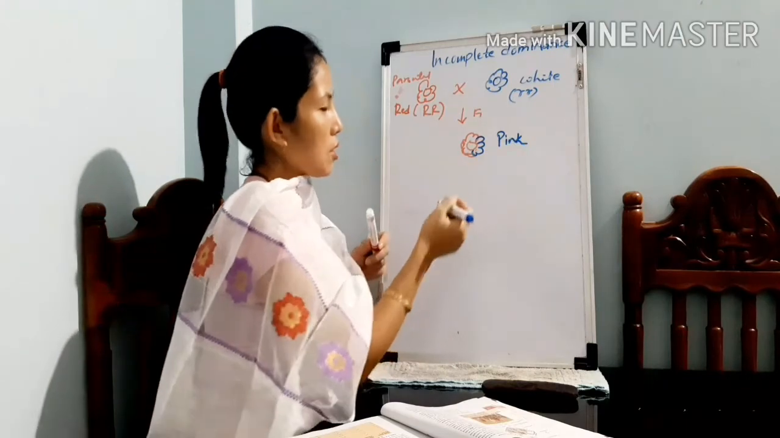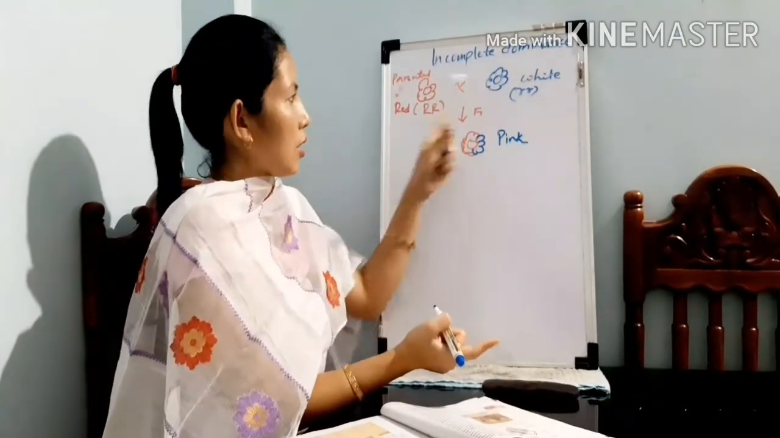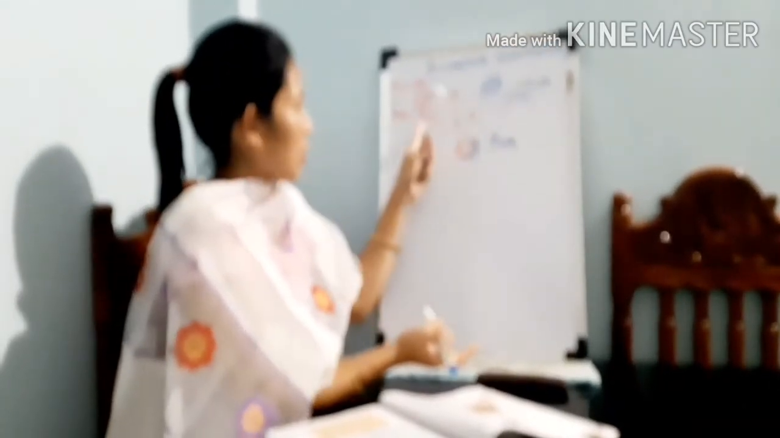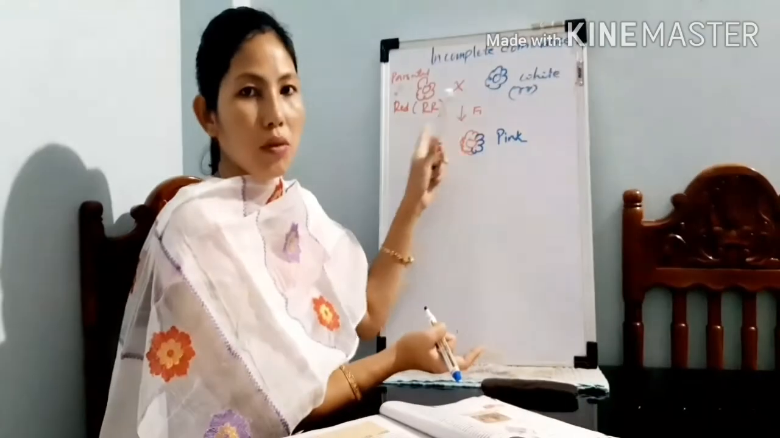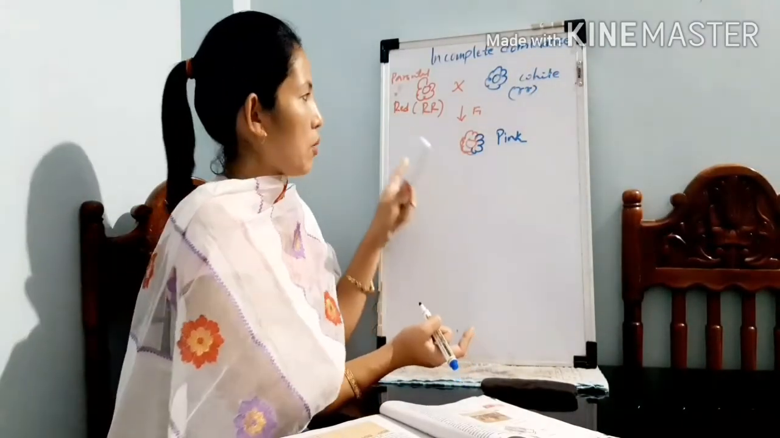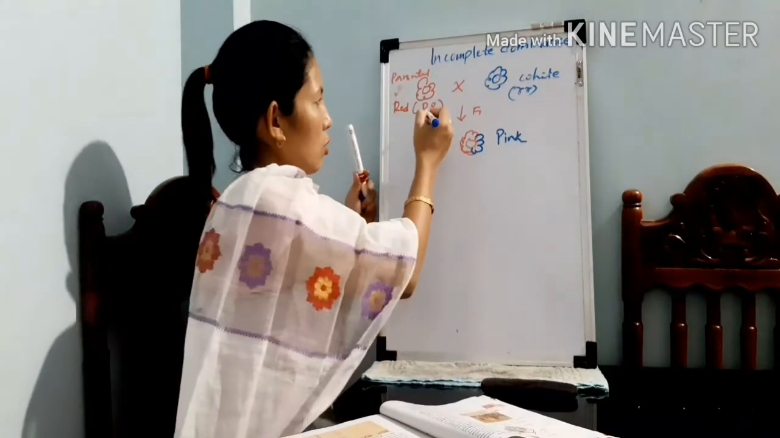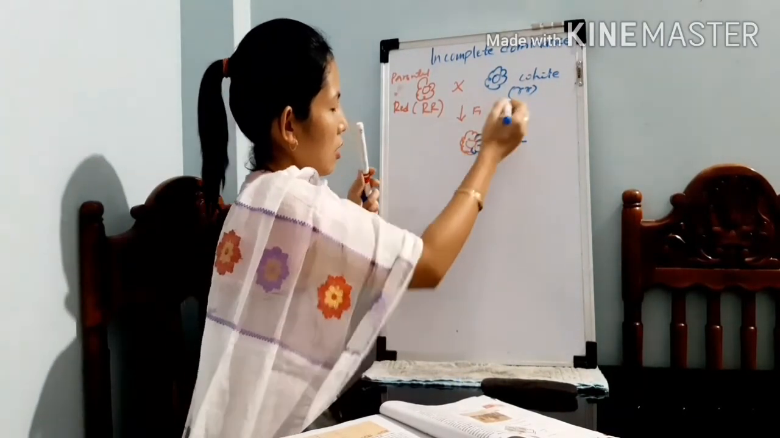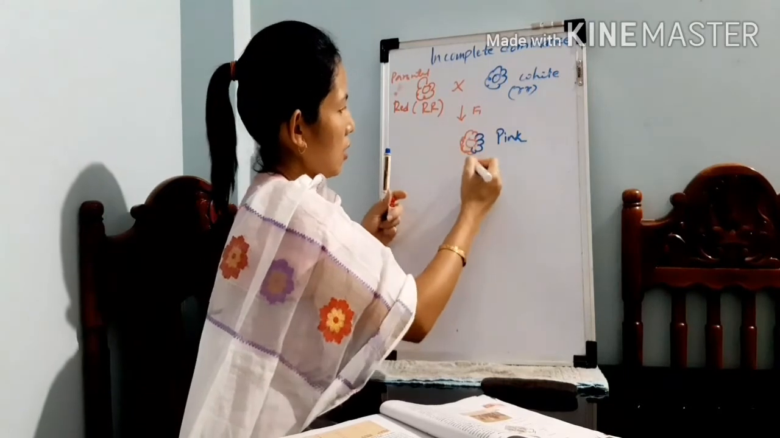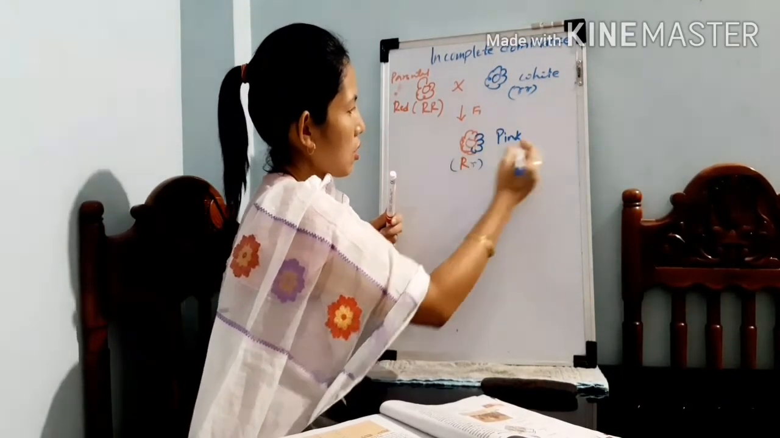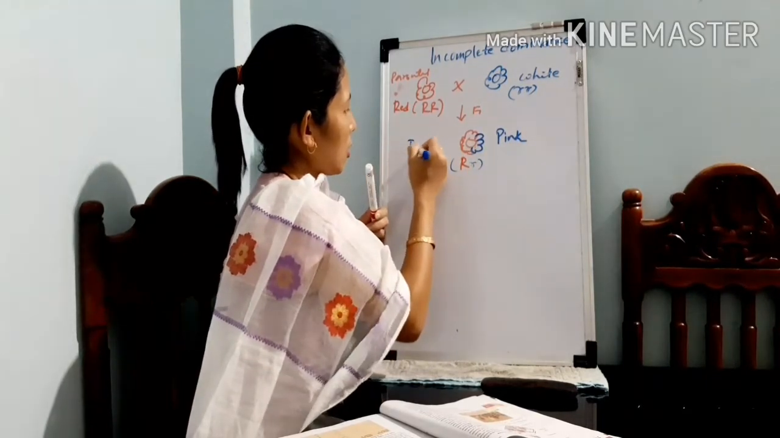So what will be its genotype? According to Mendel, the law of segregation states that the factors separate or segregate. As the parents are homozygous, each plant will provide the same type of gamete, capital R here and small r here. So the genotype will be capital R and small r. So this is the F1 generation.